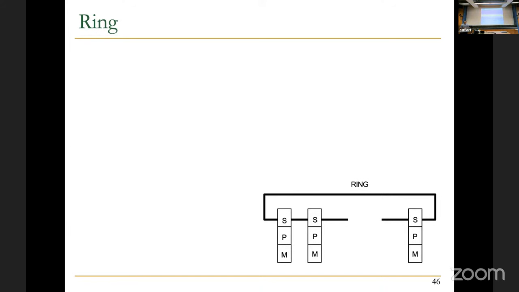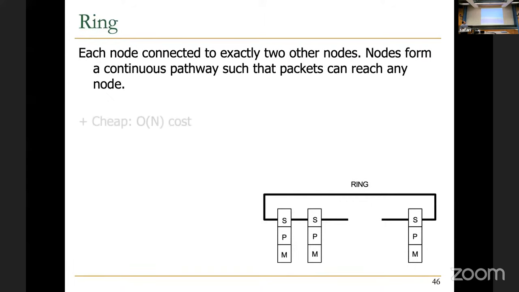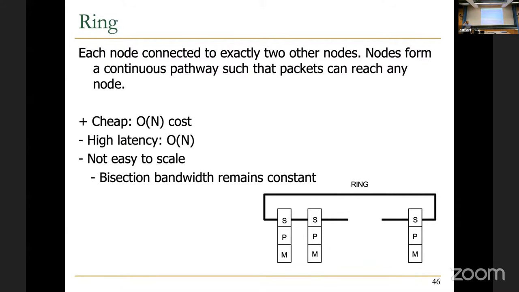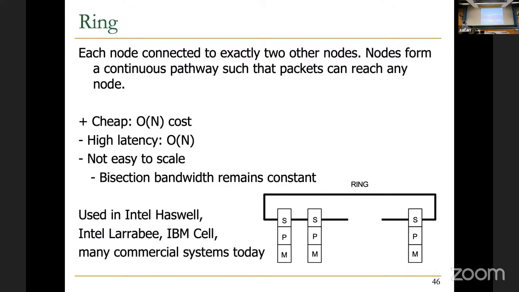Okay. So yeah, this is a ring topology. It is cheap. The cost is order of n, but it has a high latency. The latency is order of n, so you need to make n hops or n over two, depending on whether it is unidirectional or bidirectional. It's relatively good. It's much easier to scale a ring topology compared to a bus. But at some point, this wraparound link has some overhead. But it has been used in, for example, Intel's Haswell architecture, IBM Cell, and many commercial systems today. So ring is one of the famous topologies.